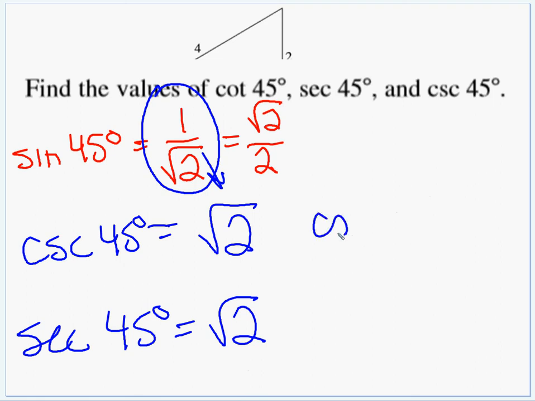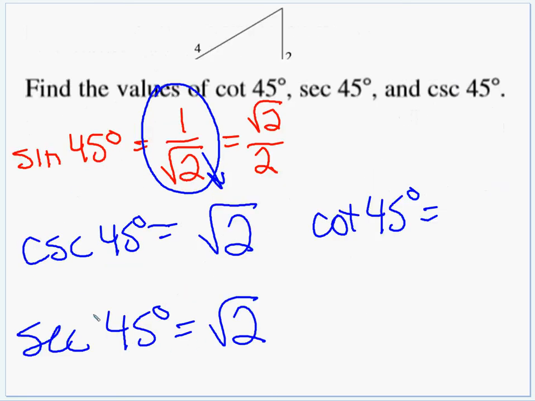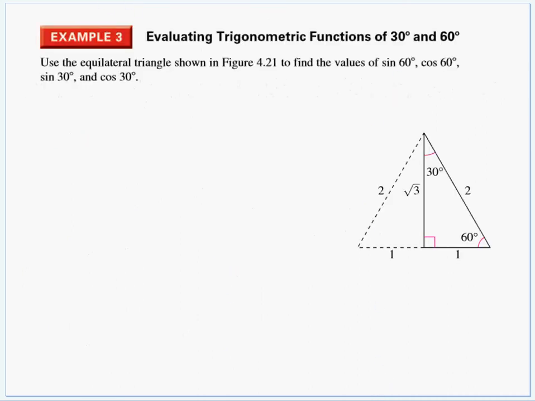Now cotan 45, that's the flip of tangent. So if I come back here, tangent was 1 over 1. So cotan is also going to be 1 over 1. Or just 1. Okay, what's next? Number 3.